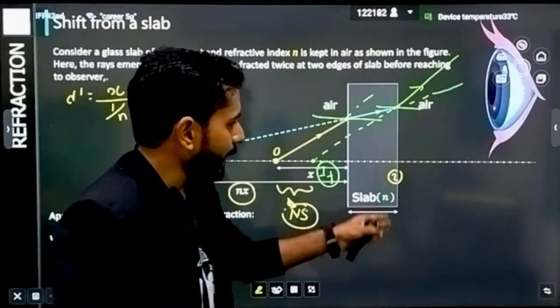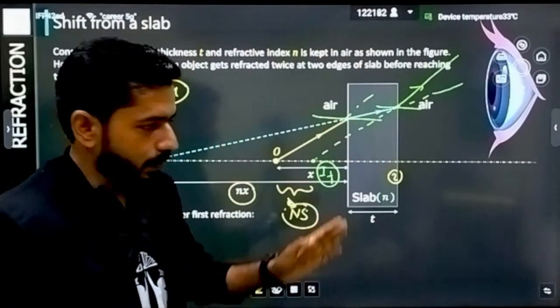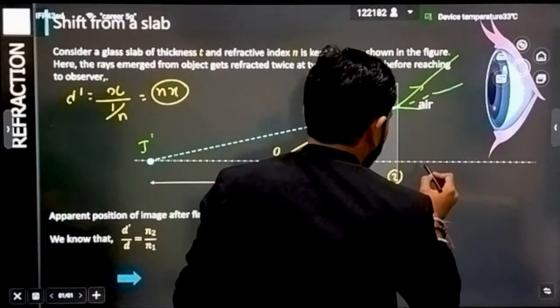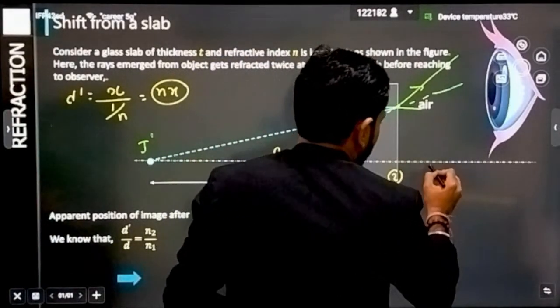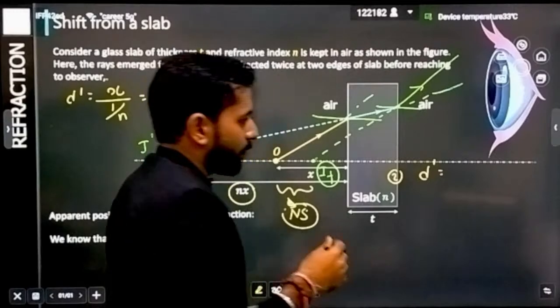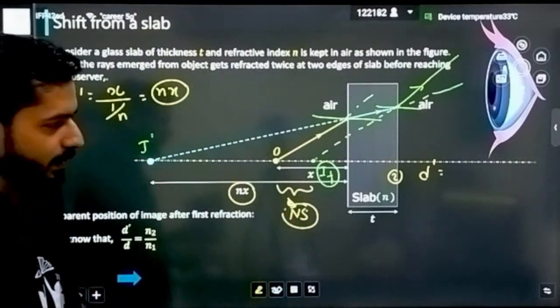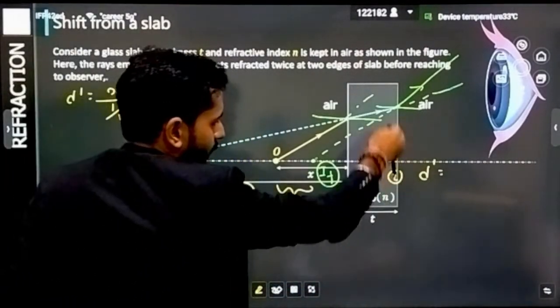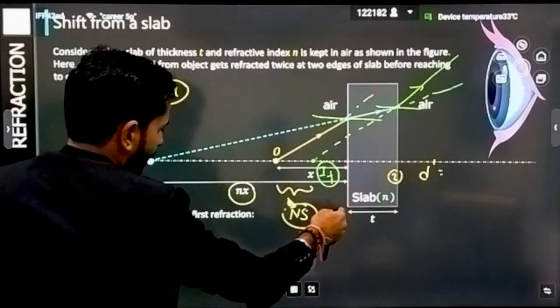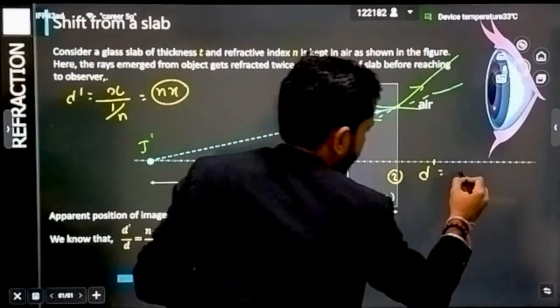So let's apply again the shift that is coming due to surface 2. Tell me, again the shift I have to write. How will I be writing? Again I will be writing D dash is equal to. Tell me what is the real depth. Firstly tell me what is the real depth. Now I will be calculating everything from this surface. From here to here, this distance is nx.